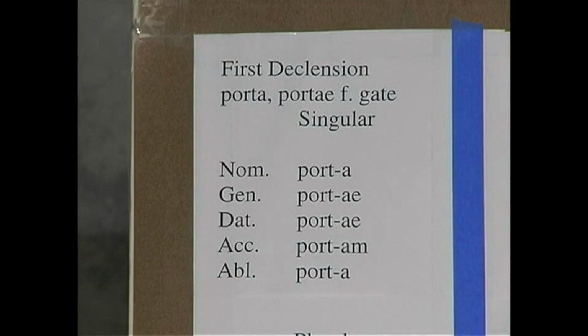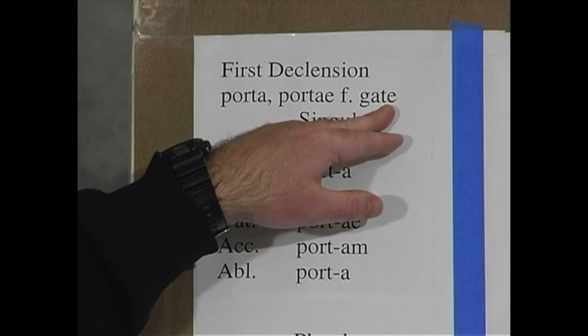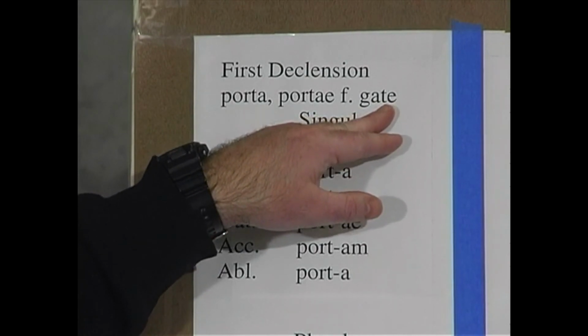Remember, Latin has 3 genders, masculine, feminine, and neuter, and you have to memorize the gender of the noun when you learn the noun. There is no rhyme or reason to why one noun is feminine, another is masculine, another is neuter. You simply have to memorize that. Porta, portae, feminine, gate. Here's the meaning of the noun, gate.